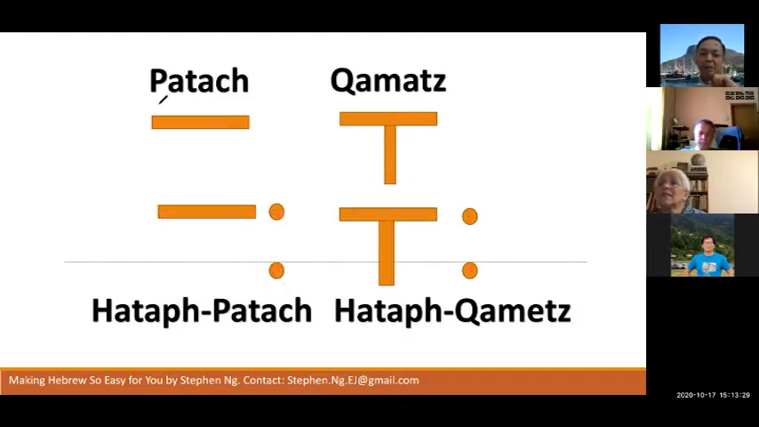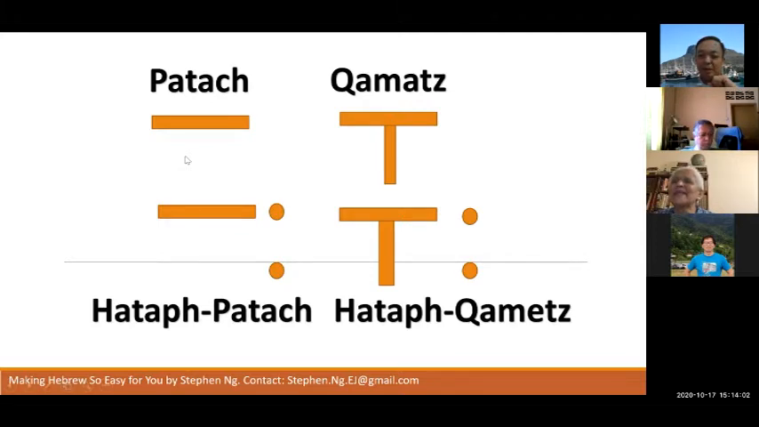So now we see these are all the A vowel categories. How do you know it's an A vowel category? You see there are lines or dashes. The shorter one is called a patah, kamats is a longer A vowel, and these are the two reduced A vowels.